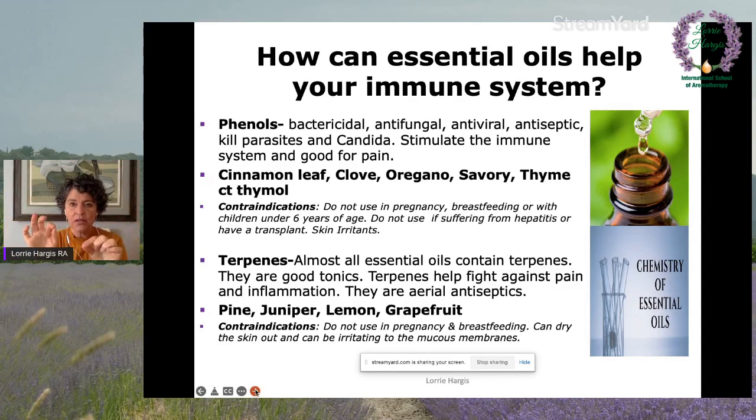Oregano contains carvacrol, and carvacrol is also in savory. It's very, very, very hot, and it's antiviral. So these are very special essential oils, but they have to be used with safety rules in your mind, right? And thyme, as we see, is a chemotype of thyme, Thymus vulgaris L, CT. CT stands for chemotype, thymol. So this has been found to be very helpful for viruses. There's some studies being done on it right now. And the contraindications are do not use in pregnancy, breastfeeding, or with children under 6 years of age, and maybe a little bit higher, 8 years. Do not use if suffering from hepatitis or you have a transplant. They stimulate the immune system. Okay, we don't want to stimulate the immune system when we have had a transplant.